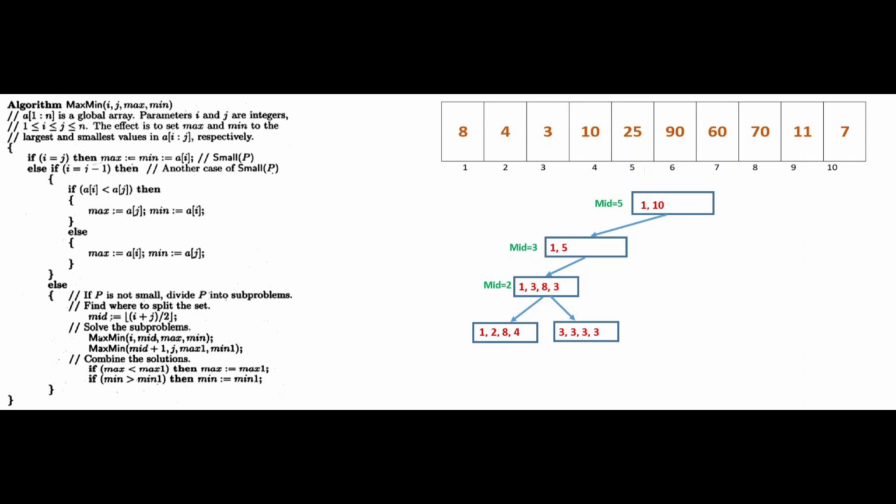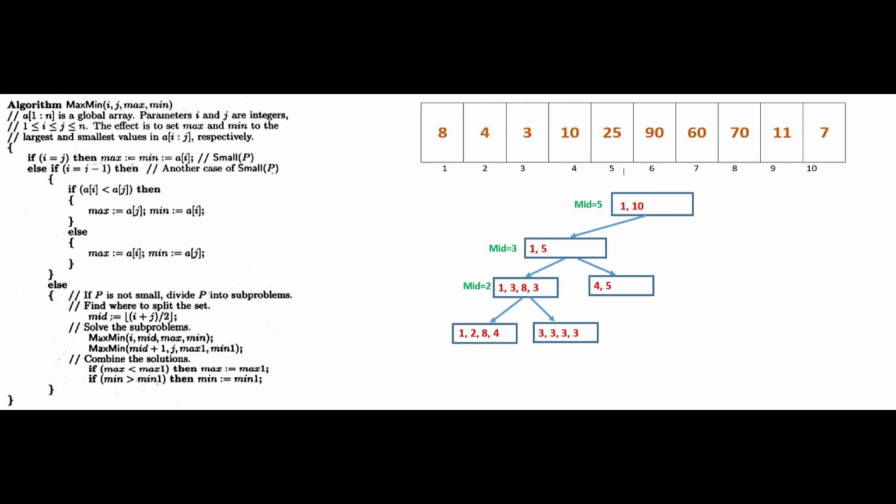We have three values: i is equal to 1, j is equal to 5, and mid is equal to 3. So call the second recursive call with mid plus 1 comma j. Mid plus 1 is 4, j is 5. Call the next function with the passed values 4 and 5.